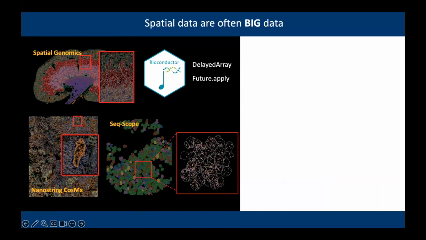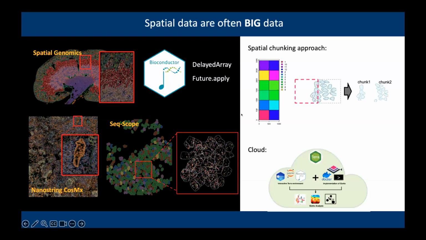So we do use Bioconductor quite a lot, and we try to be, as I said before, as interoperable as possible, including some of the DelayedArray and future apply. But it can still be very problematic. So on top of that, we implement our own spatial chunking approach so that we can very efficiently analyze very large data on a local machine. But ideally, you might want to use your supercomputer, or you want to use the cloud, where we have also installed and made Giotto available on the Terra cloud from the Broad at the moment.